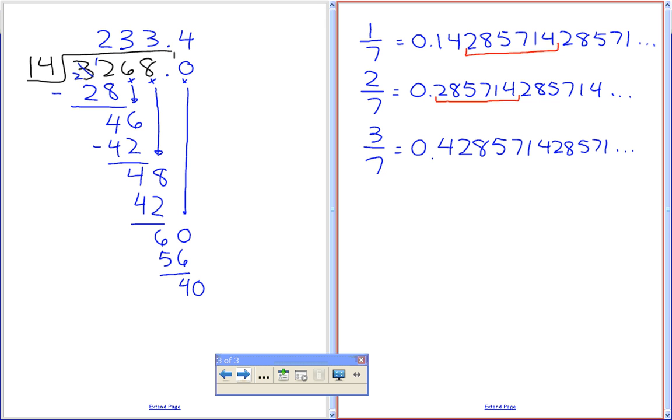Can I get another brave soul to try something with 4 over 7 without using a calculator? Yes, go ahead, Hannah. Is it 8, 4, 2, 8, 5, 7, 8, 4? No, it's not going to be 8. What's the first digit going to be for this one, do you think? Is that 5, okay. What comes after the 5? 5, 7, 1, 4.